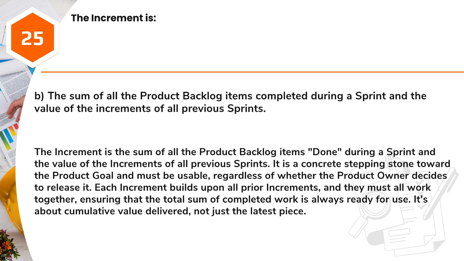Answer: B. The sum of all the product backlog items completed during a sprint and the value of the increments of all previous sprints. The increment is the sum of all the product backlog items done during a sprint and the value of the increments of all previous sprints. It is a concrete stepping stone toward the product goal and must be usable, regardless of whether the product owner decides to release it. Each increment builds upon all prior increments, and they must all work together, ensuring that the total sum of completed work is always ready for use. It's about cumulative value delivered, not just the latest piece.